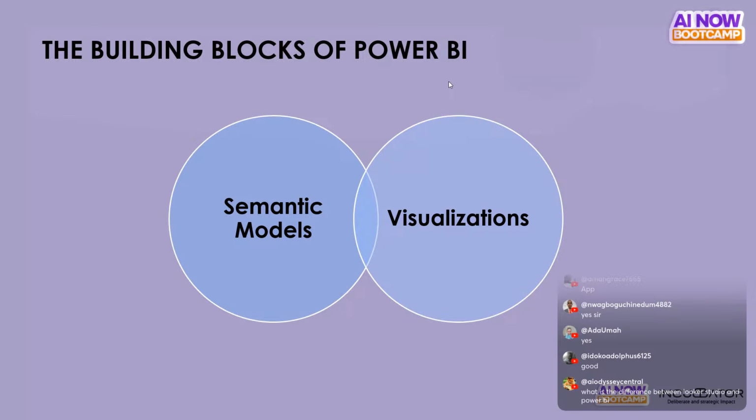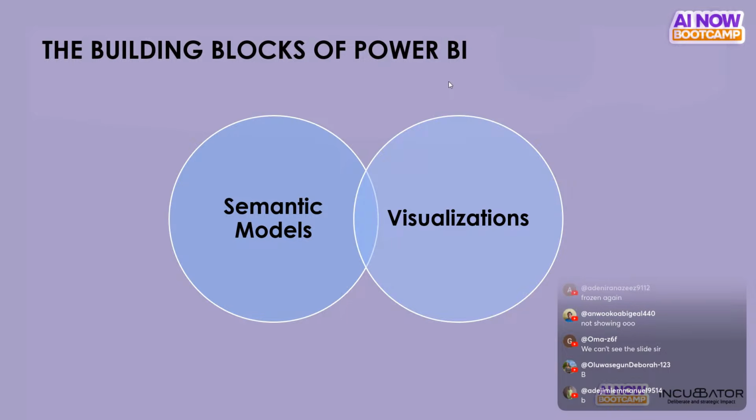If it's A, just say A. If it's the second option, say B. If it's the third option, say C. So we're dealing with the first question. Question one: what is the common flow of work in Power BI? Not showing. But some people are answering the question.